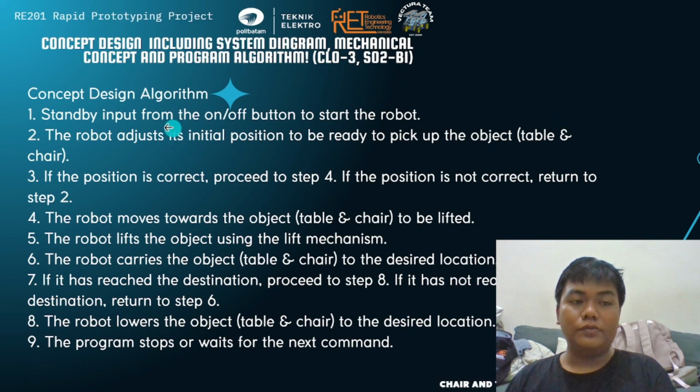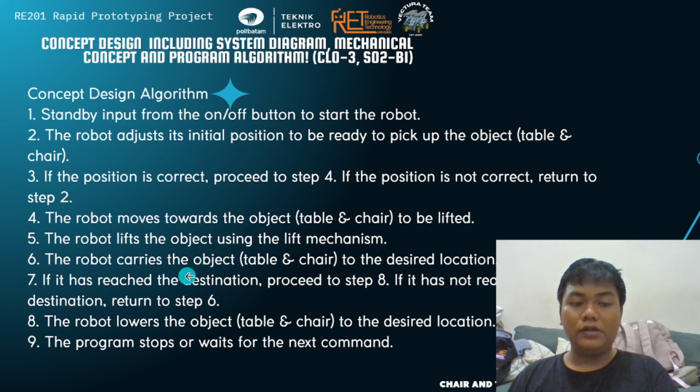Concept design algorithm: One, standby, input from the on-off button to start the robot. Two, the robot adjusts its initial position to be ready to pick up the object. Three, if the position is correct, go to step 4, and the robot moves toward the object. If the position is not correct, return to step 2 and adjust its initial position. Five, the robot lifts the object using the lift mechanism.